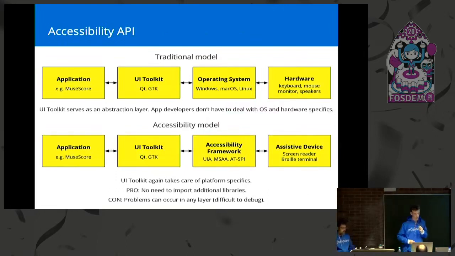So how do you program for an accessible device? If you're programming for an ordinary monitor or keyboard or so on, you don't do that directly. That's all done through a UI toolkit. And the good news is that the same is true for accessibility. So you can use your same toolkit, so Qt, and it will, in theory, take care of accessibility for you. And so no need to import any more libraries, but if a problem occurs, it could occur in any of these layers in the toolkit, the framework, or the device, and it's not always obvious where the problem lies. So that's a disadvantage there.